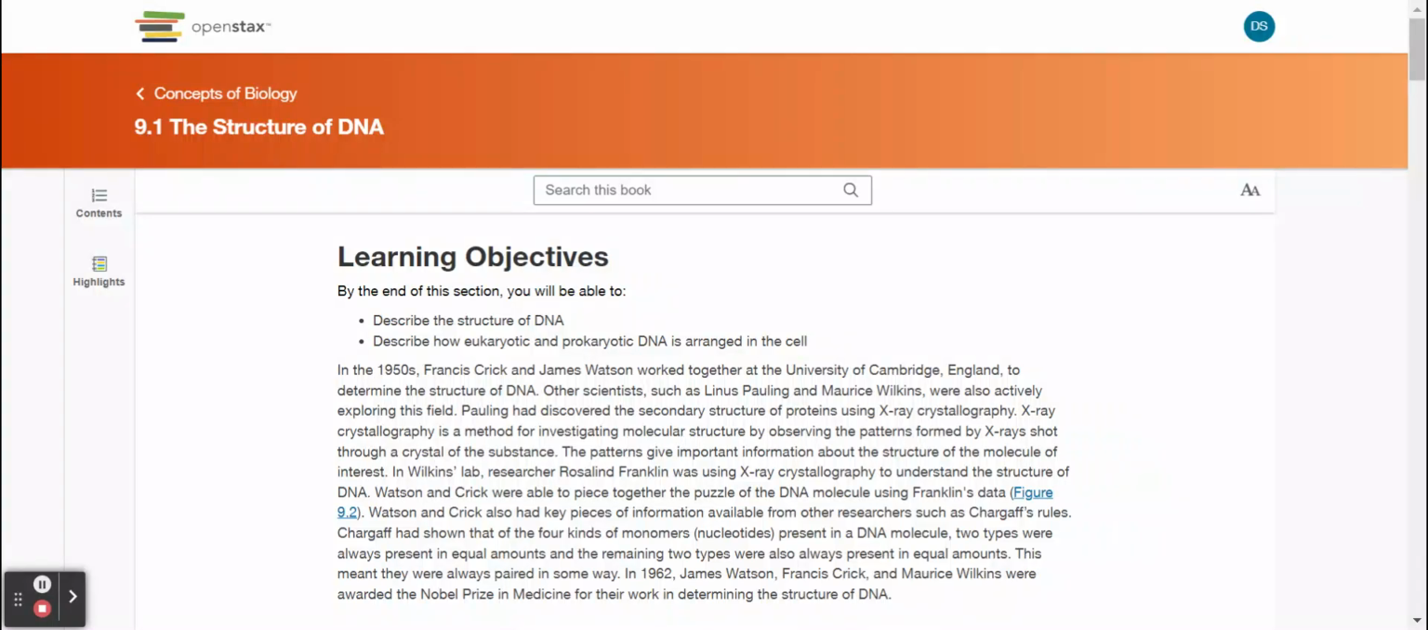Section 9.1, the structure of DNA. By the end of this section, you will be able to describe the structure of DNA and describe how eukaryotic and prokaryotic DNA is arranged in the cell.